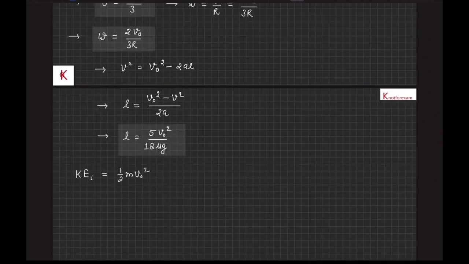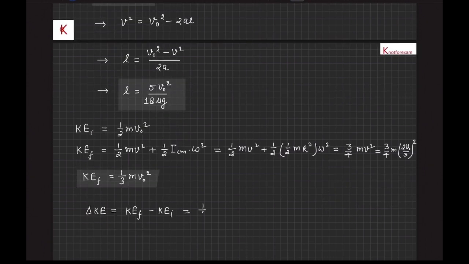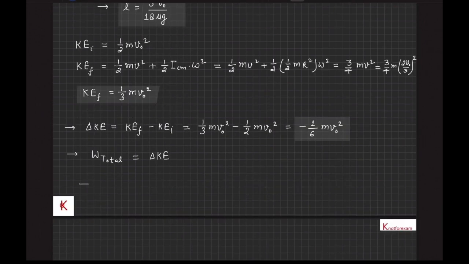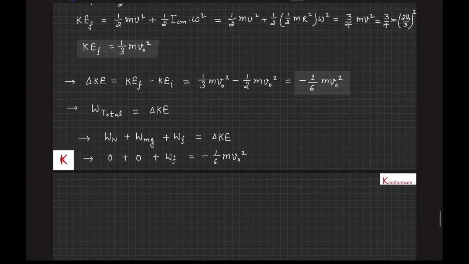Now initial kinetic energy is half m v naught square, and final kinetic energy is half m v square plus half I cm omega square, that comes out to be 3 by 4 m v square or 1 by 3 m v naught square, and change in kinetic energy will be minus 1 by 6 m v naught square. By work energy theorem, total work done, that is also the work done by friction, will be equal to change in kinetic energy, that will be equal to minus 1 by 6 m v naught square.